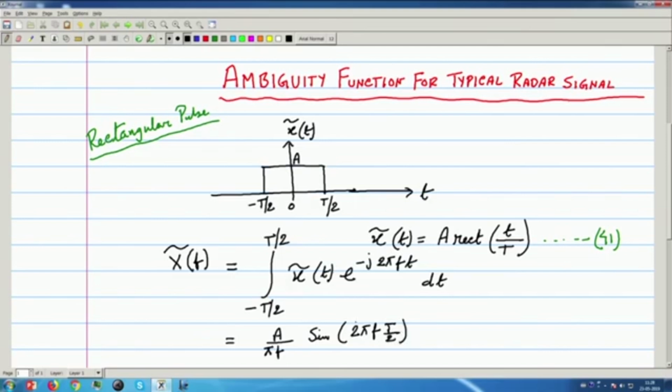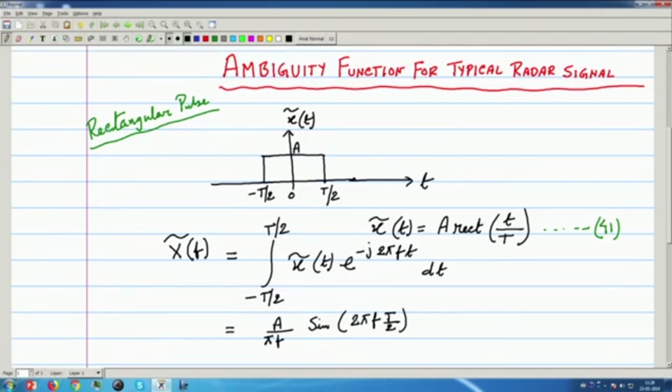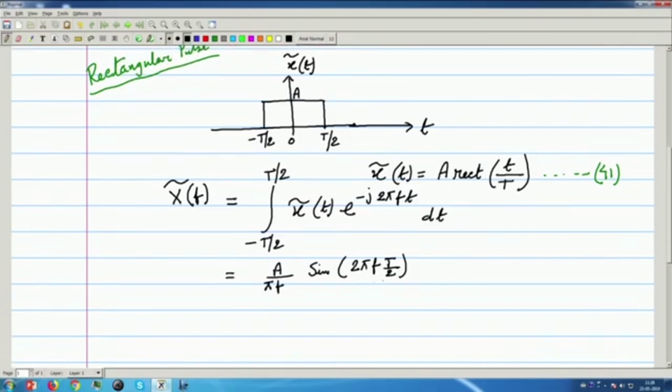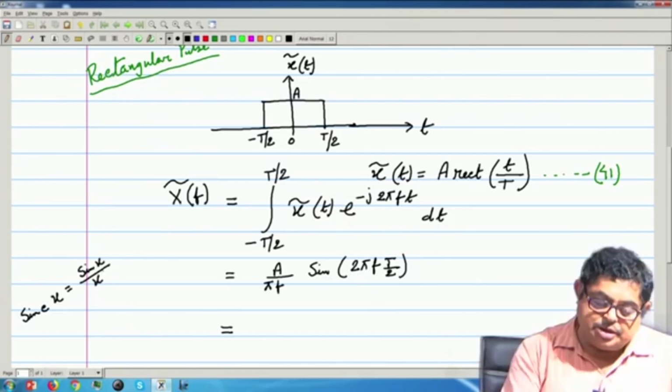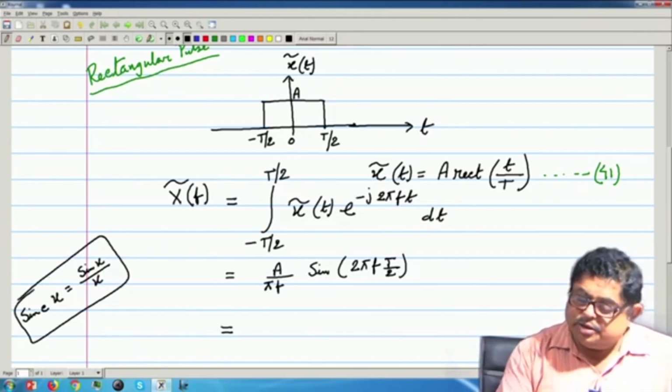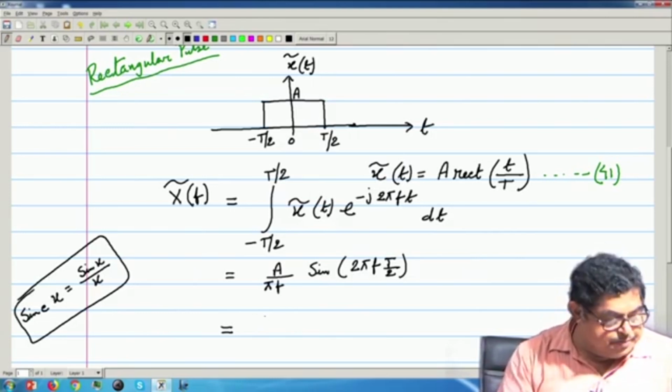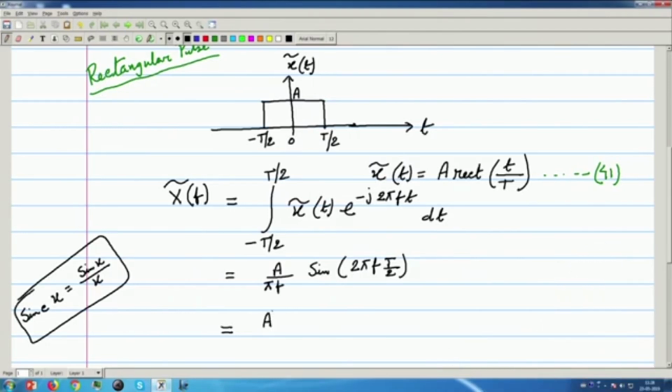I want to write it as a sinc form. All of us know the sinc function. My definition of sinc is like this, though various definitions are allowed. So, sinc of x I write as sine of x by x. In some books you will see that it is written as sine pi x by x, but this is our definition. So, from this I can easily write it as A.